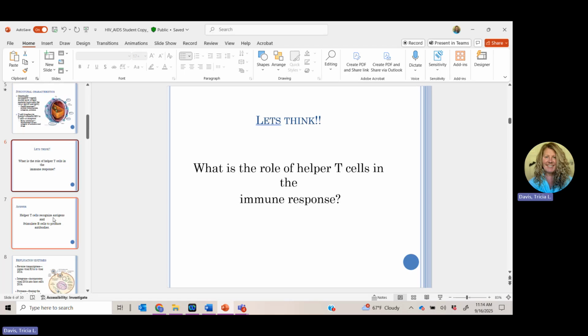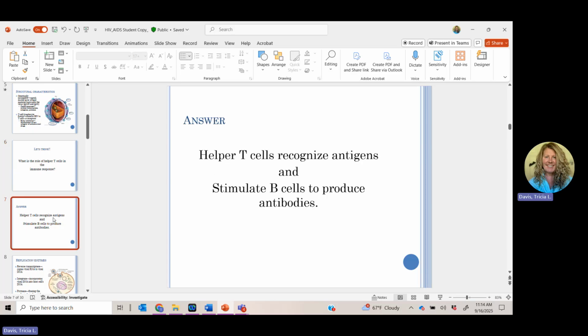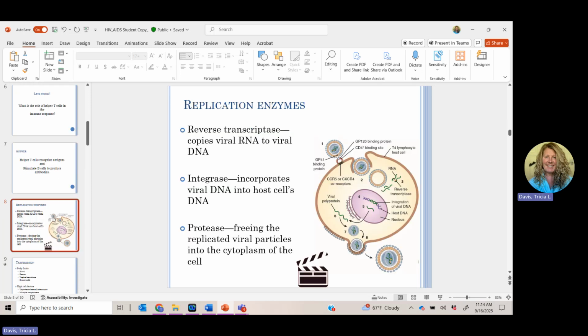All right, so what is the role of our helper T cells in the immune response? Do you remember? Because we've been talking about this over the past year. We know that our helper T cells are supposed to recognize those antigens in the body, and their job is to go to those B cells and stimulate them and tell them, hey, I need you to produce more antibodies to fight this off. So in simple terms, that's what our helper T cells do.